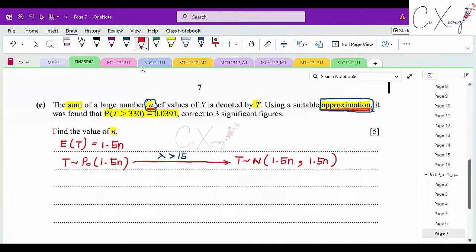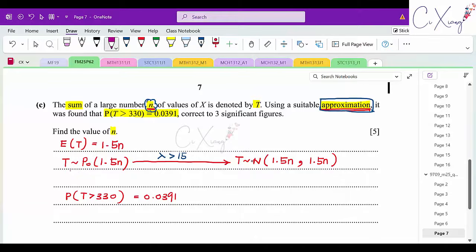Alright, once you have set up the question, let us continue to figure out the value of n. We need to start from the information given here. They already give us information to start with, which is T greater than 330. So I write out the information first. This is where we start: T greater than 330, and the probability is 0.0391.